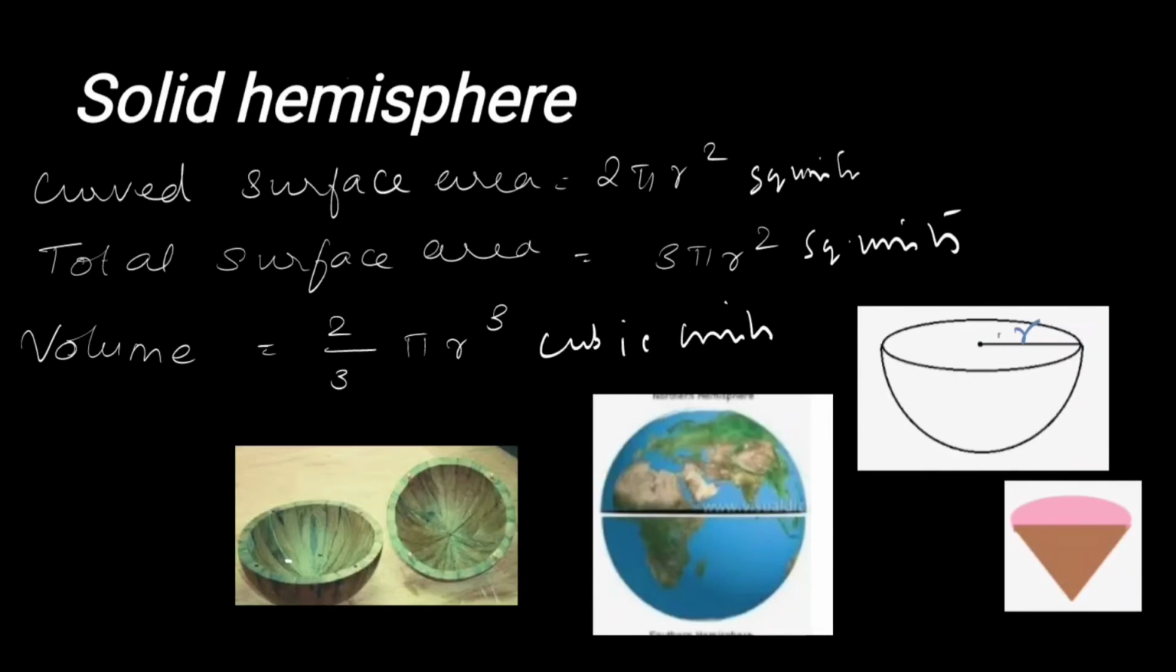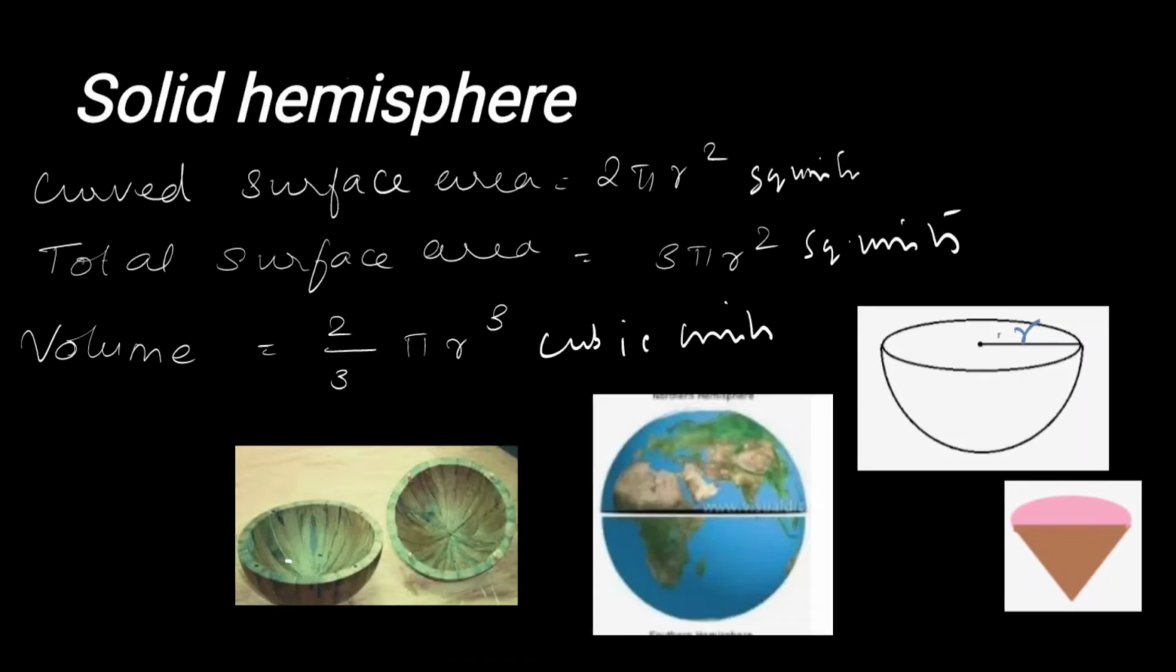Now the sphere is taken in total and we are cutting it into two. When the circle is cut into two, it forms a semicircle. Similarly, when a solid sphere is cut into two, it forms a solid hemisphere. You will be studying in geography that the earth is divided into two hemispheres, the northern and the southern hemisphere. In the same way, a sphere when divided into two forms a hemisphere.